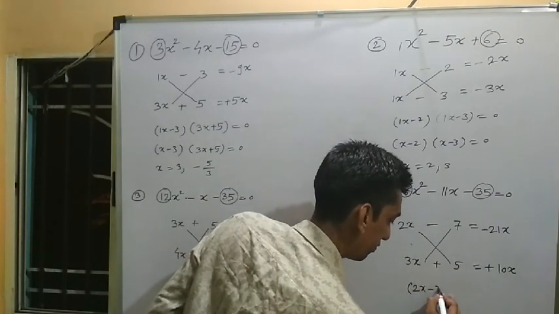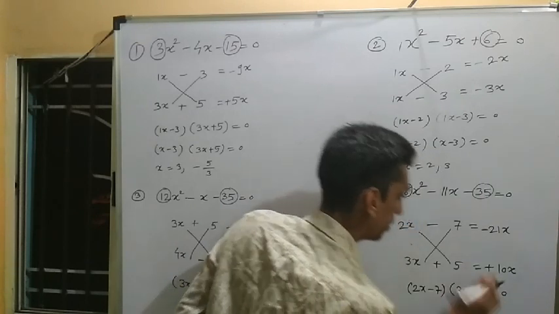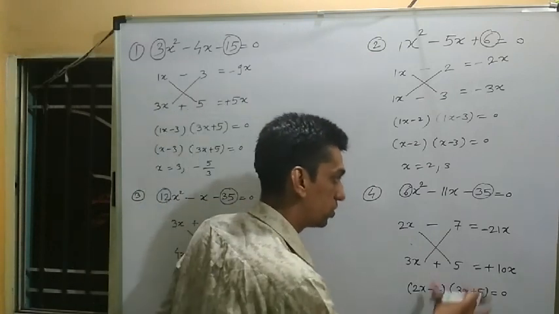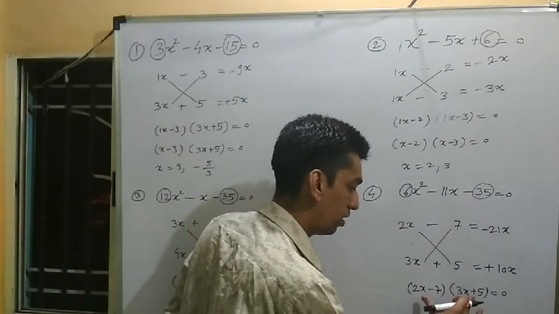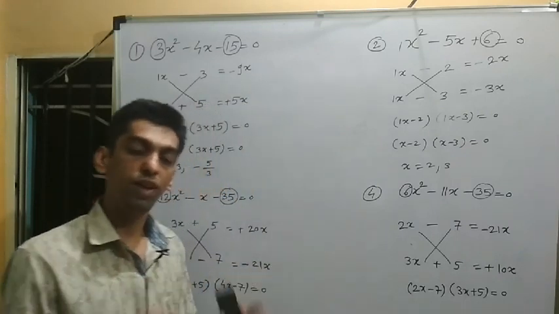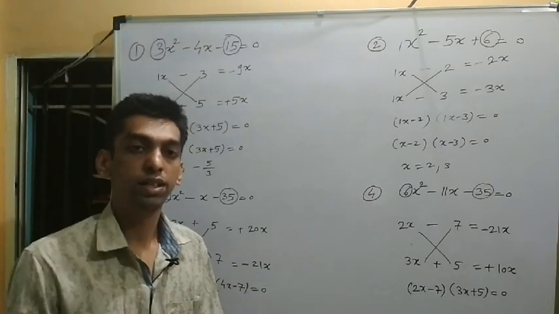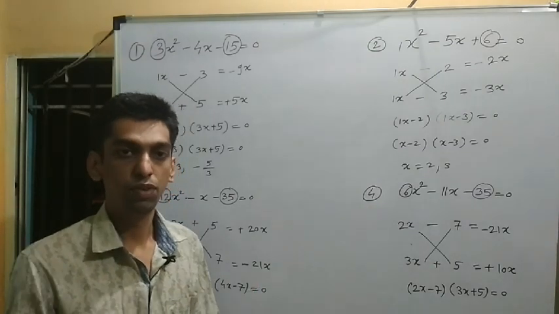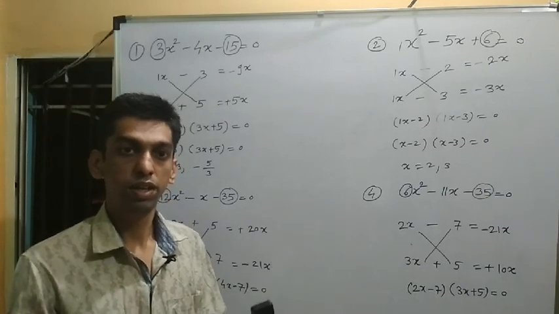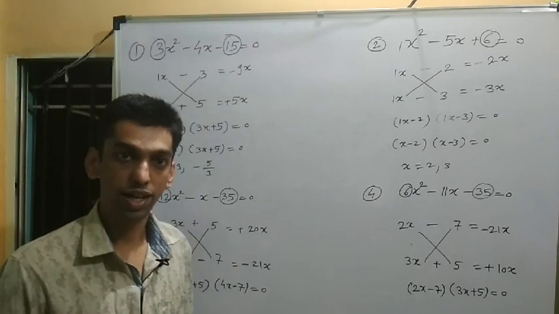These are the factors of this given equation. If we solve this, we will get the values of x. So in this way, we can find out the factors of a quadratic equation. But let me tell you that this method is applicable only for those equations whose factors are possible in linear form. This is only possible for that kind of equations.